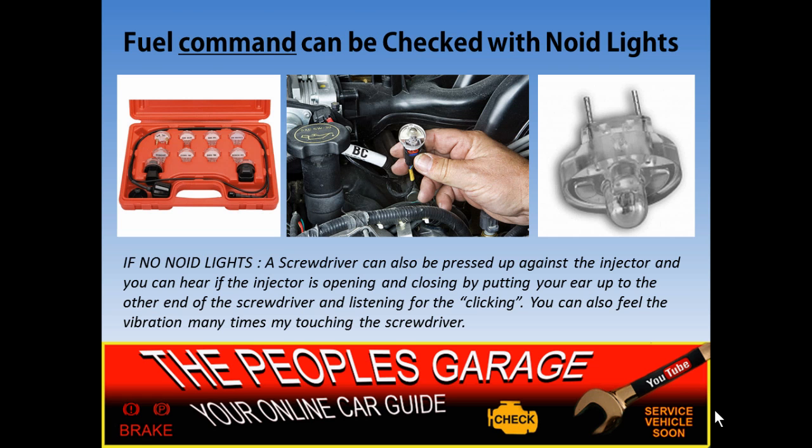Now, fuel command can be checked with a Noid light. They come in a little kit, such as this red box here. What you do is you take the connector off your fuel injector and plug the Noid light that fits in your particular application in, then crank the engine. The light will come on if it's receiving power and ground.